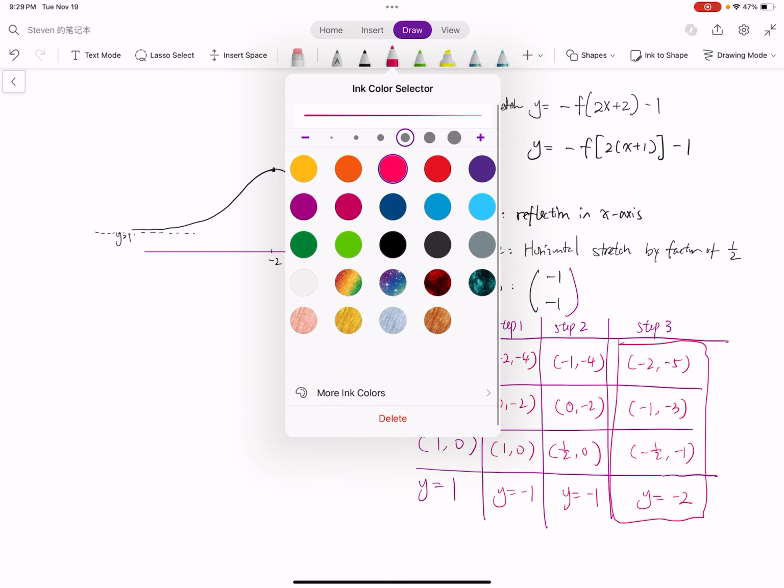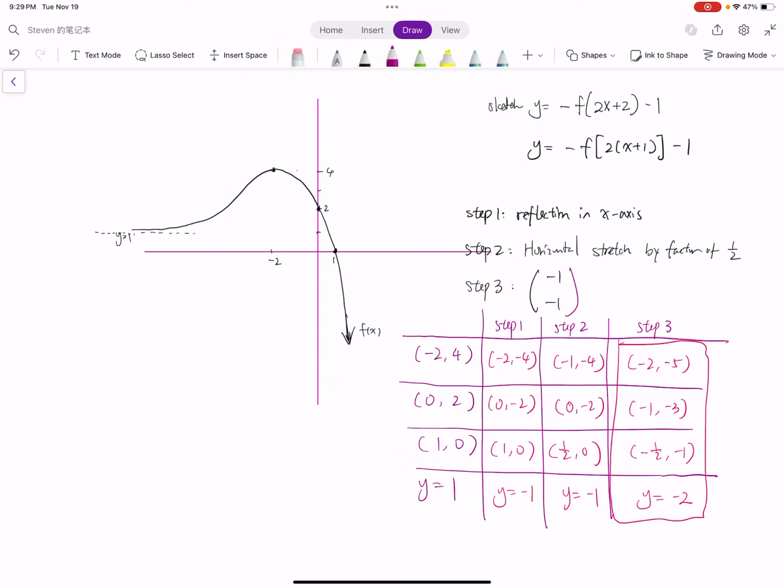So okay, (-2, -5), right? So we make a good estimate, 2, 4, and 5. So (-2, -5) becomes here. And then (-1, -3), (-half, -1), and then the line y = -2, which is correct. Yeah. Now we just put the puzzle together.